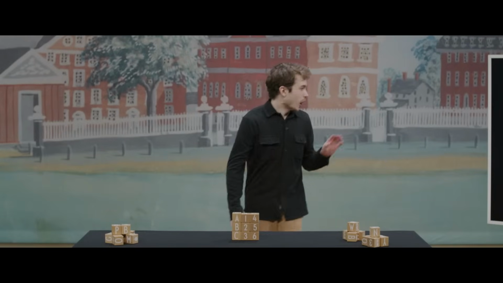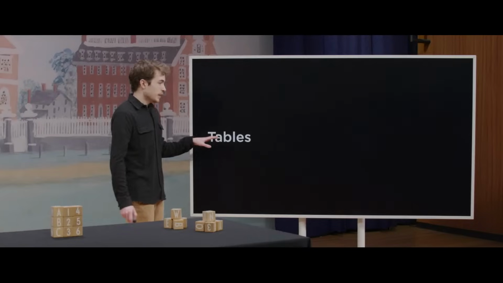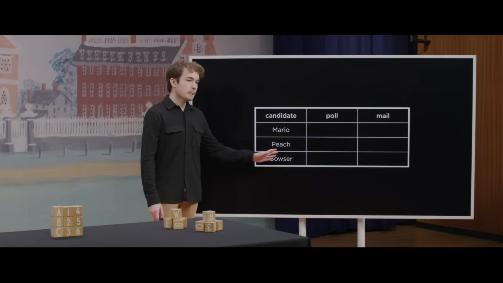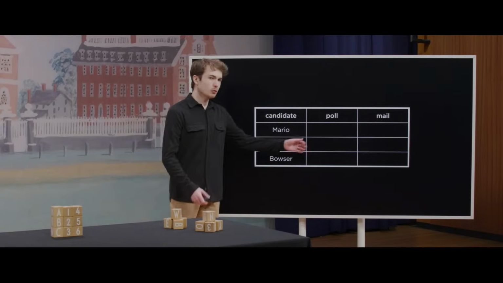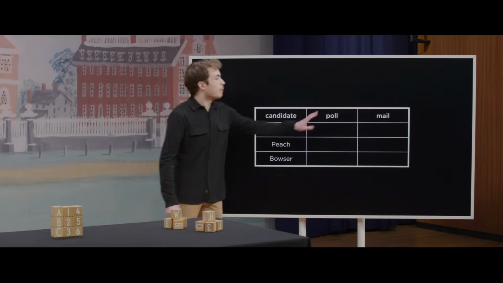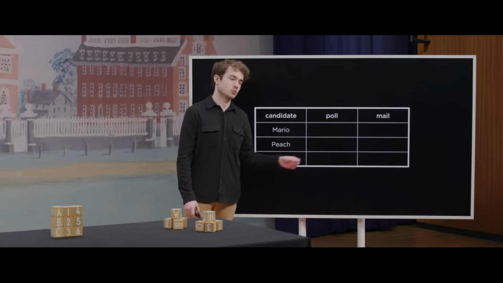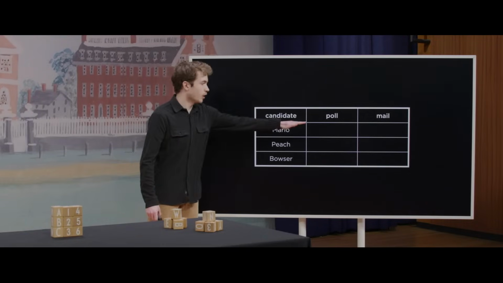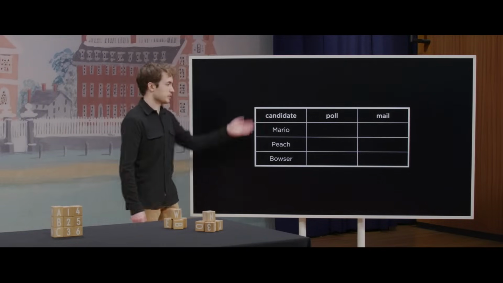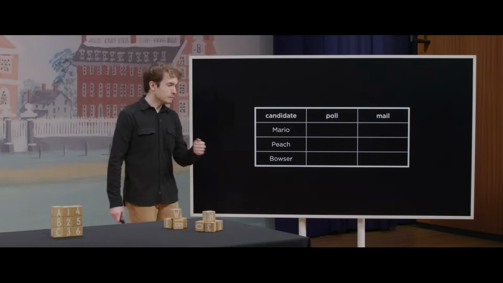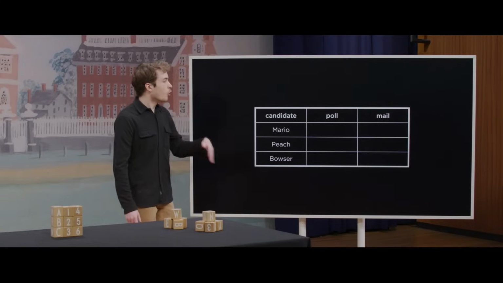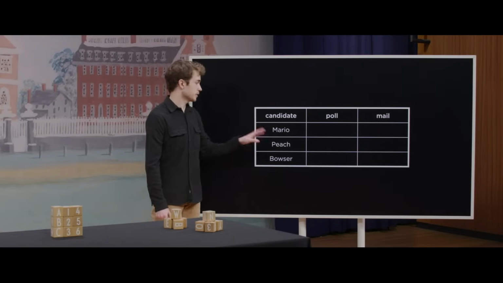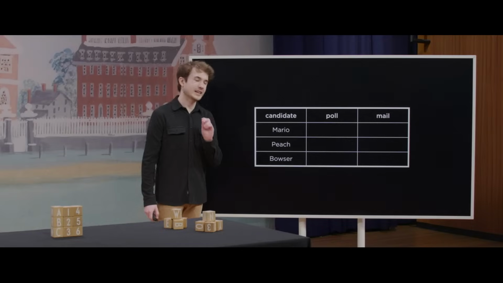So one way that data is commonly stored is in a table. And here, for example, is a table of data representing some candidates, and the number of votes they received at the poll, kind of like in-person people voting, and by mail, people who mailed in their ballots as well. Notice how this table has both rows, this kind of horizontal orientation, and columns, this vertical orientation. And in particular, these columns have names to tell me what kind of data goes in each column. So here I have a column of candidates. Mario, Peach, and Bowser are our candidates.